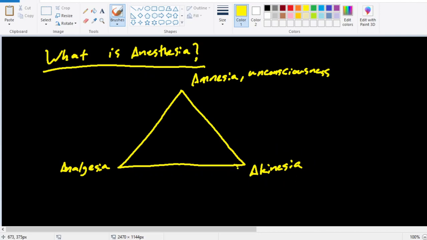And akinesia comprises two different things. You can either have the patient be fully paralyzed, or in other words, provide muscle paralysis, or you can just have the patient have deep enough unconsciousness where they do not move or do not get stimulated. So I'll put: or non-responsive to stimulus.